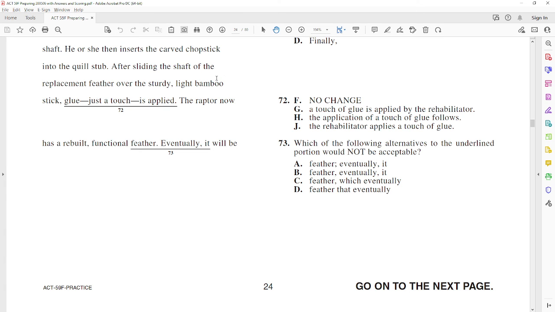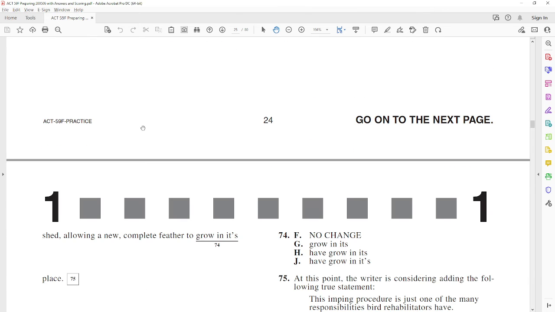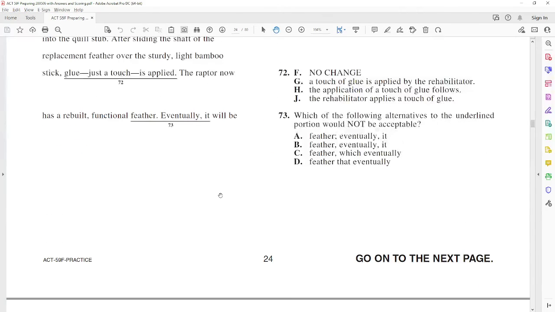Remember, there's some questions that ask which of the following would be the right transition for this paragraph. It's a transition question, but it's not the transition question where you cross out and see what the relationship is. Those are single word transitions. But anyway, okay, this isn't that. The raptor now has a rebuilt functional feather, period. Eventually, it will be shed, allowing a new complete feather to grow in its place.